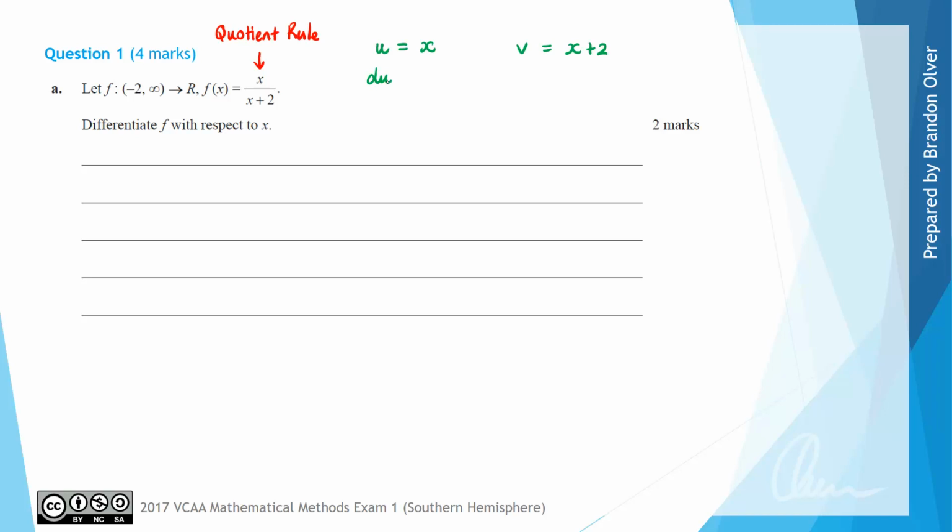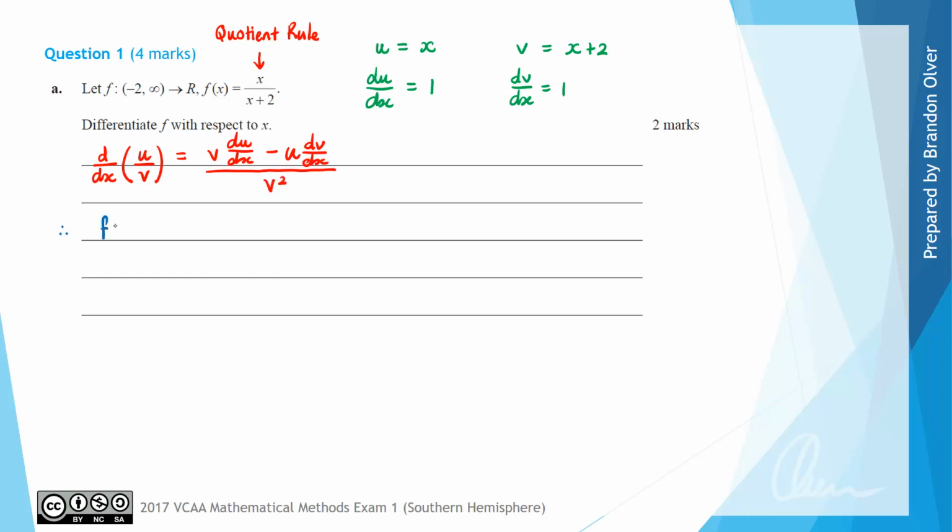Next up, we need to calculate du dx. So du dx is simply 1, and we also need to calculate dv dx. The derivative of x plus 2 is also just 1. From our formula sheet we can see that the derivative of a function u divided by v is equal to v times du dx minus u times dv dx, all divided by v squared.